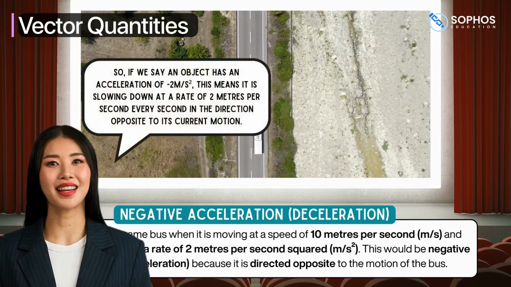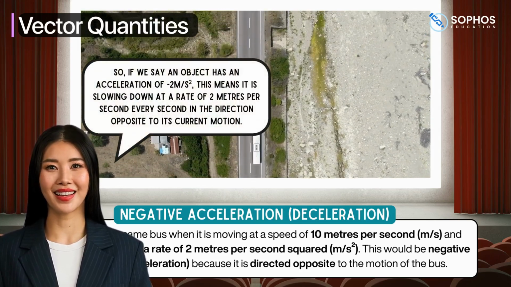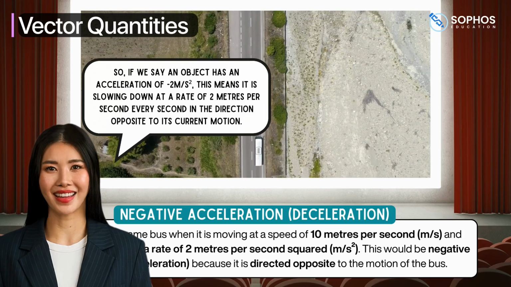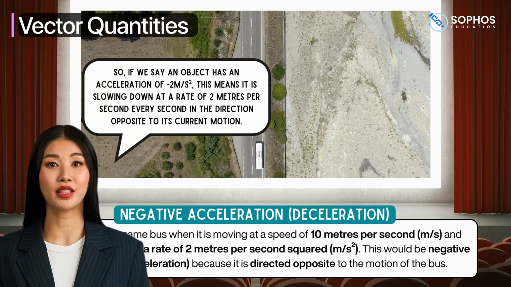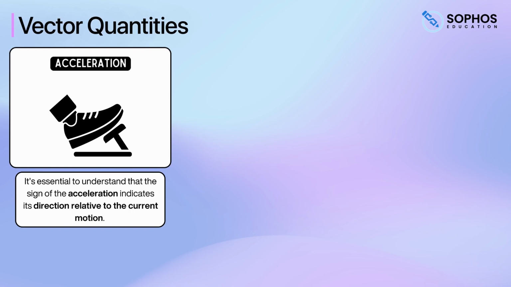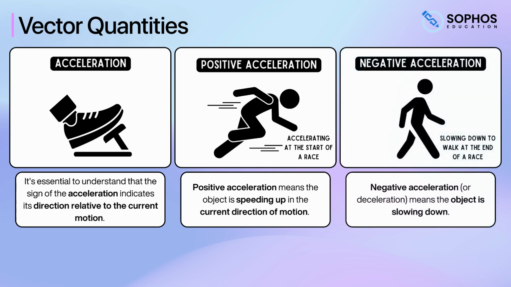So, if we say an object has an acceleration of minus 2 meters per second squared, this means it is slowing down at a rate of 2 meters per second every second in the direction opposite to its current motion. It's essential to understand that the sign of the acceleration indicates its direction relative to the current motion. Positive acceleration means the object is speeding up in the current direction of motion. Negative acceleration, or deceleration, means the object is slowing down.